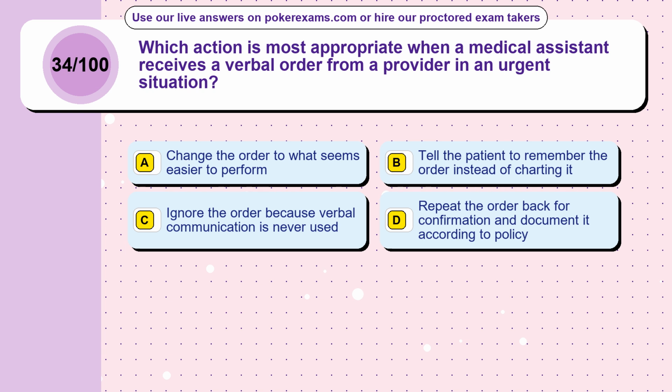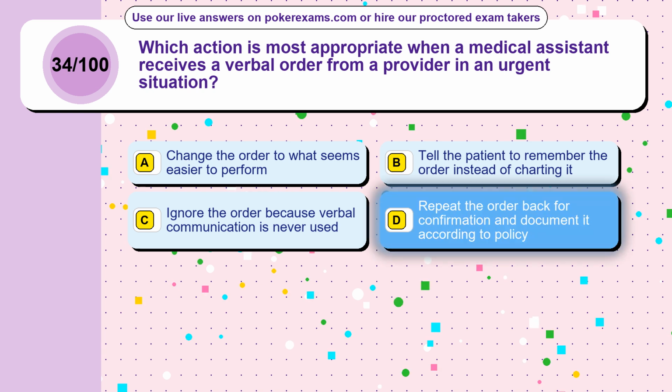Option C, ignore the order because verbal communication is never used. Option D, repeat the order back for confirmation and document it according to policy. The correct answer is option D. Repeat the order back for confirmation and document it according to policy.